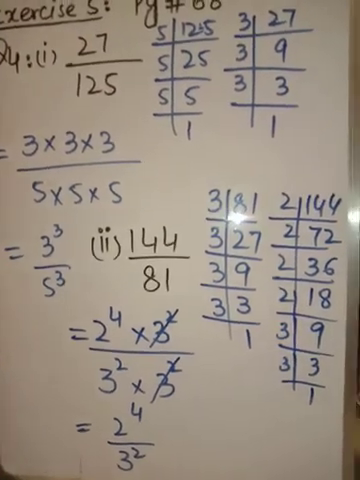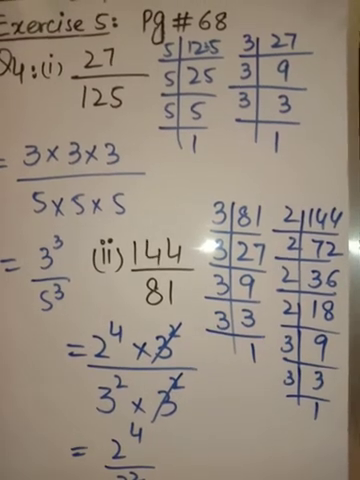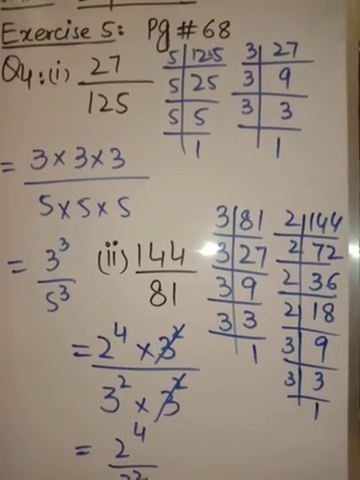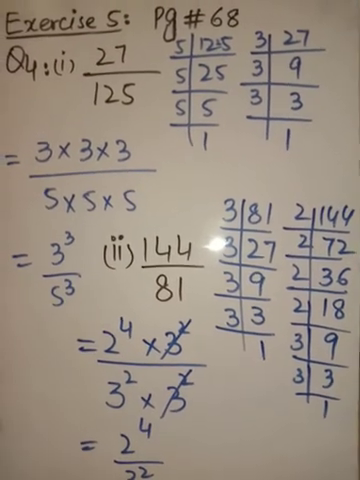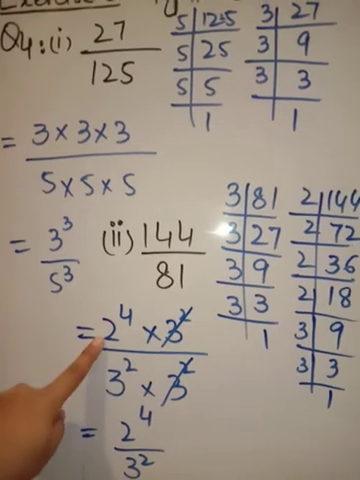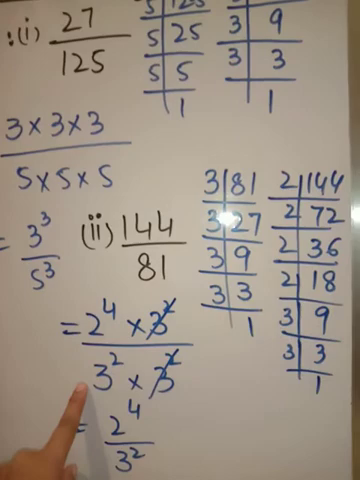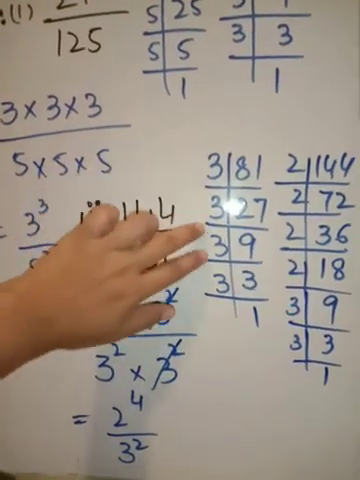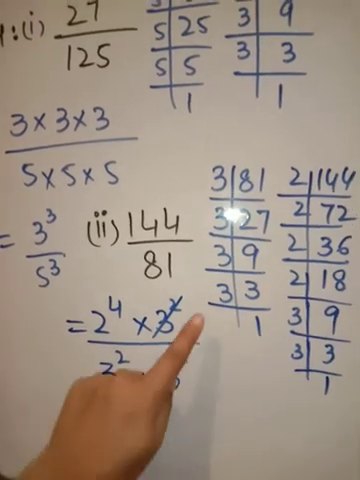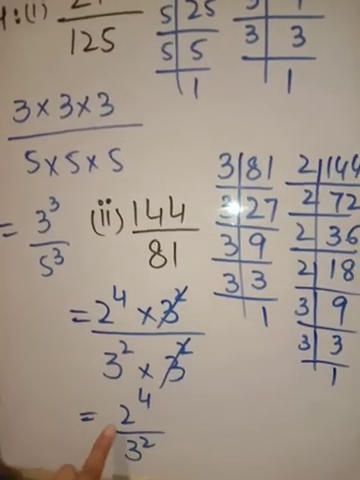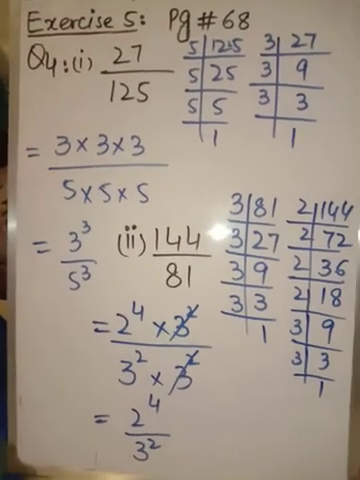So in part number 2, we have 144 over 81. Take the prime factorization of 144. We got 2 times 2 times 2 times 2 and 3 times 3. So you write it over there. Then by taking the prime factorization of 81, you got 3 times 3 times 3 times 3. Make a pair, 3 square and 3 square. You got 3 square multiplied by 3 square. 1 3 square cancels 1 3 square. You are left with 2 raised to power 4 over 3 raised to power 2. I hope you understand it also.